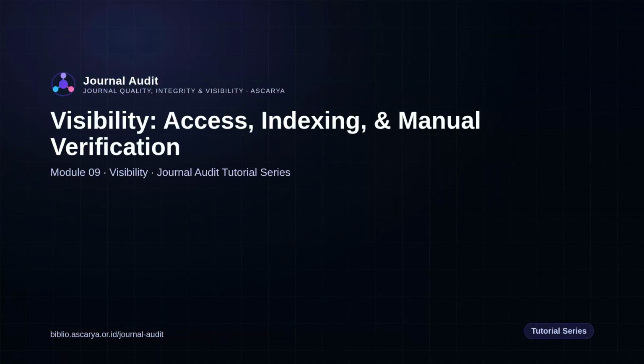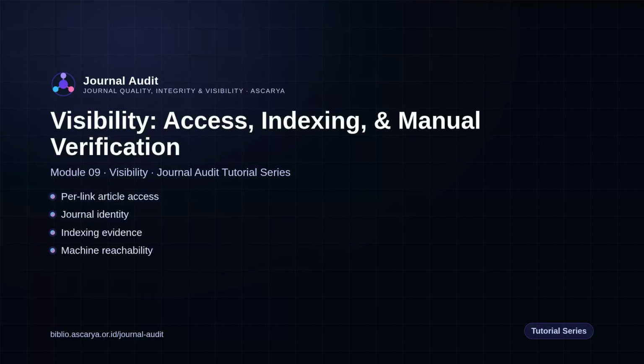A journal may claim to be indexed everywhere, but a claim is not evidence. Module 09 reads the Visibility Dashboard. Article access is tested link by link, indexing services are checked at their own source, and any machine result that is wrong can be corrected by a human through manual verification.